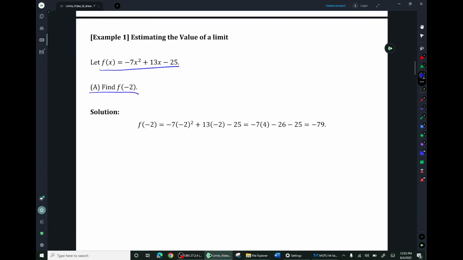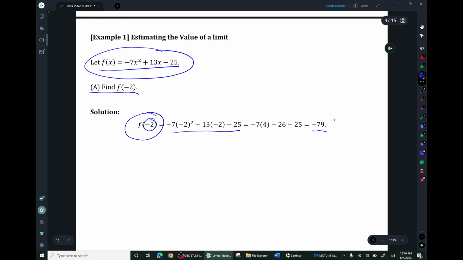Well, the solution is you simply substitute the x value, negative 2, into this expression everywhere there was an x. So you end up with this expression. When you compute that expression using the standard rules of arithmetic, you get the result negative 79. So we would say that f of negative 2 is negative 79. That's a y value on the graph of f at x equals minus 2.